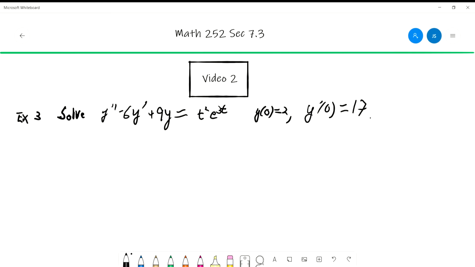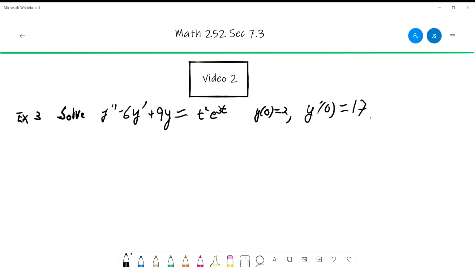Solve the differential equation y'' minus 6y' plus 9y equals t squared plus e times e to the 3t power. And it's an initial value problem. y(0) equals 2. y'(0) is equal to 17. Did I copy that down right? I copied that down right.